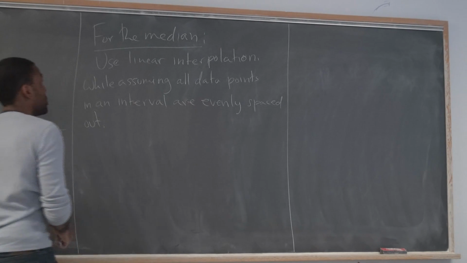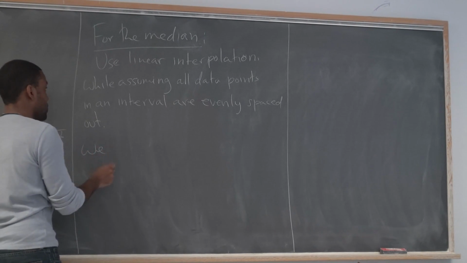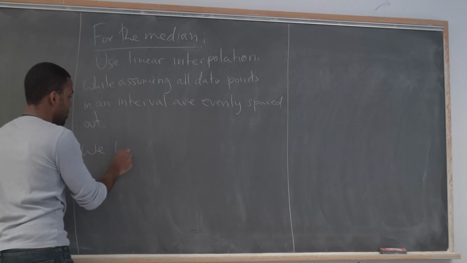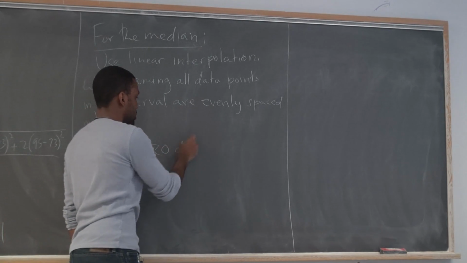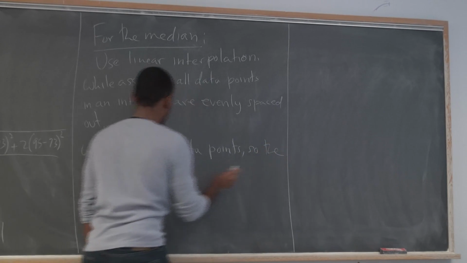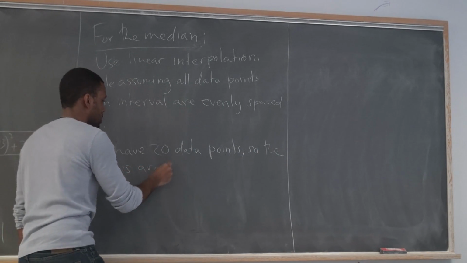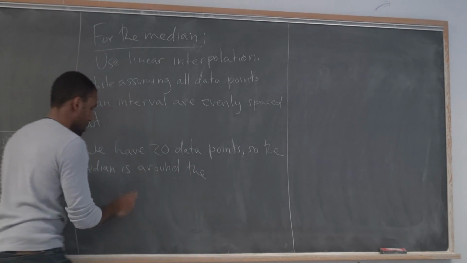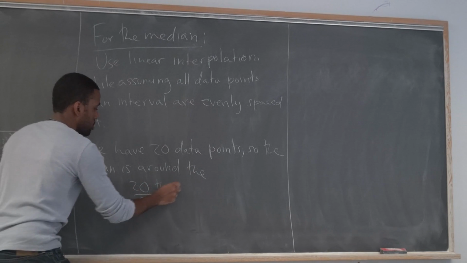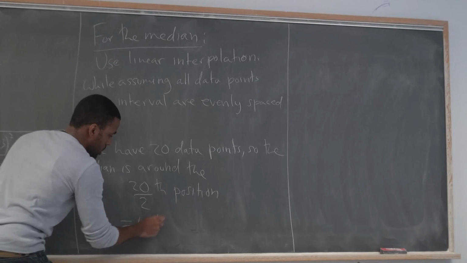So let's begin. Remember, the median is the number in the middle, right? This all sounds really complicated, but it's easier than it seems, so let me just explain. We have 20 data points. So the median is around the 20 divided by 2 position, which equals the 10th position.